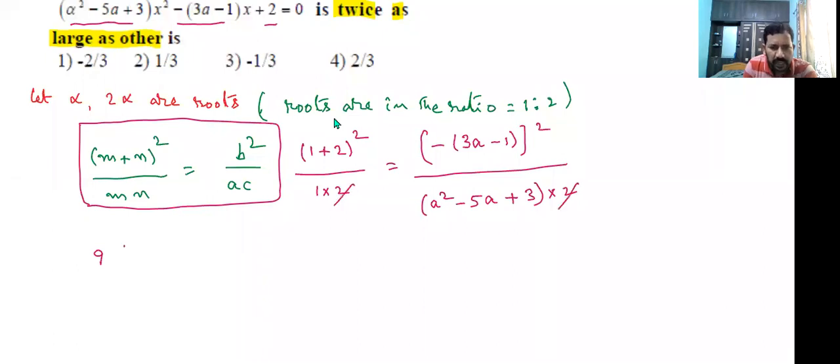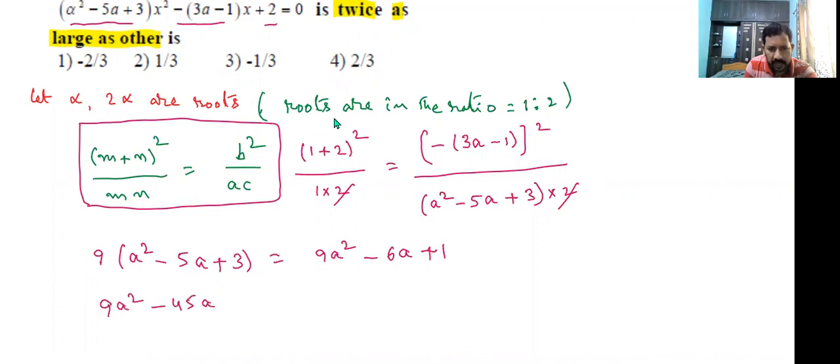Here the 2 cancels. 9 into (a square minus 5a plus 3). Take cross multiplication, you will get like this: minus of (3a minus 1) whole square. Minus whole square means it is positive, (3a minus 1) whole square, which is 9a square minus 6a plus 1. Here 9a square minus 45a plus 27 is equal to 9a square minus 6a plus 1.